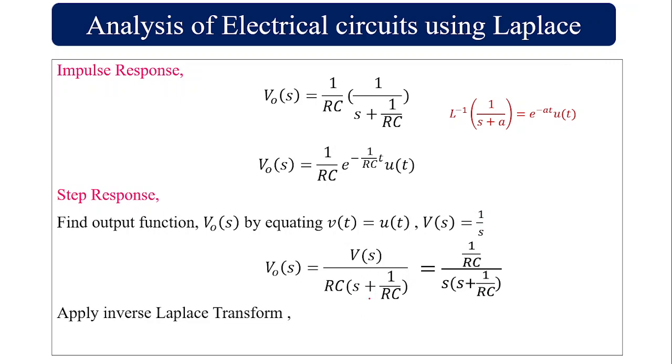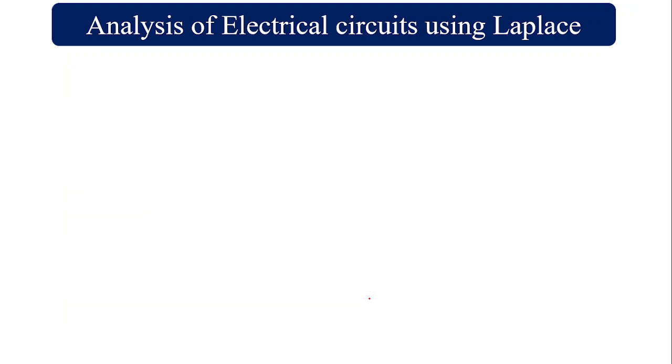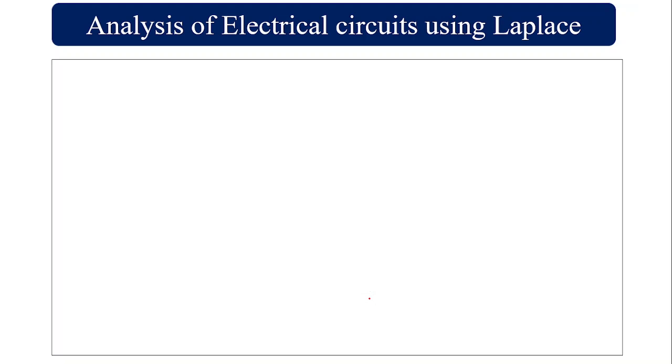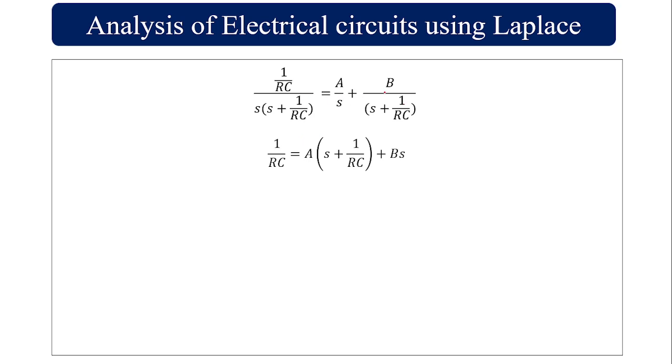Now I have to apply the inverse Laplace transform. For that, I'll use the partial fraction method. I equate 1 by RC divided by S into S plus 1 by RC as A by S plus B by S plus 1 by RC, as I have two terms in the denominator. Now I have to find the values of A and B. After taking the LCM, A into S plus 1 by RC plus B into S, and the two denominators cancel with each other. So 1 by RC is equal to A into S plus 1 by RC plus BS.